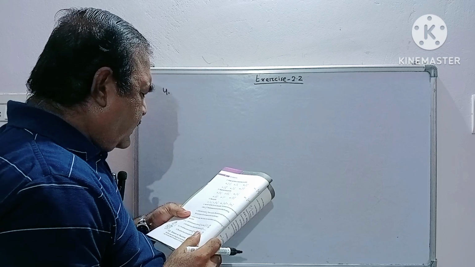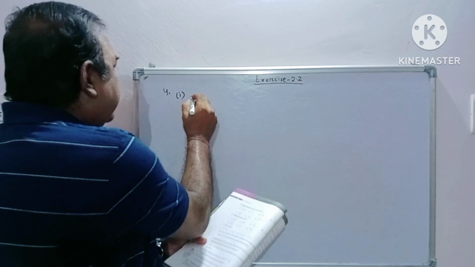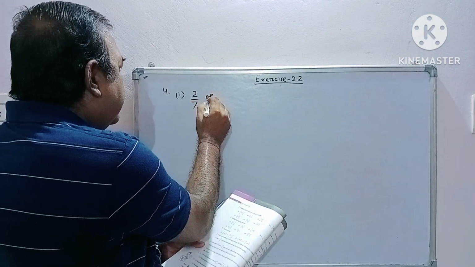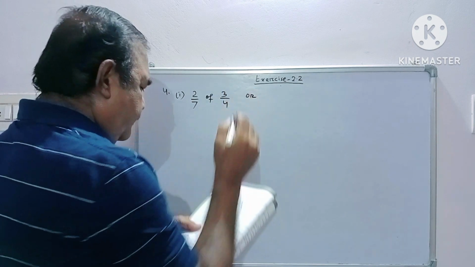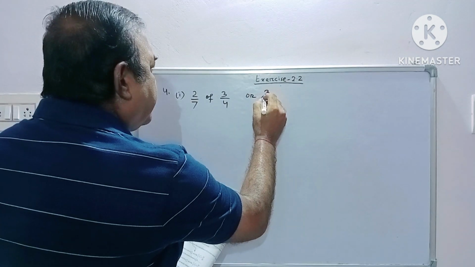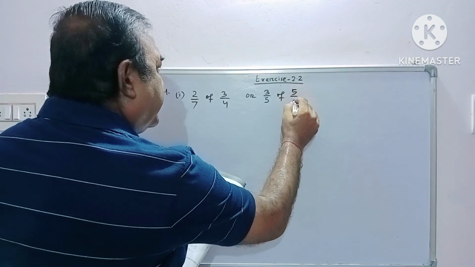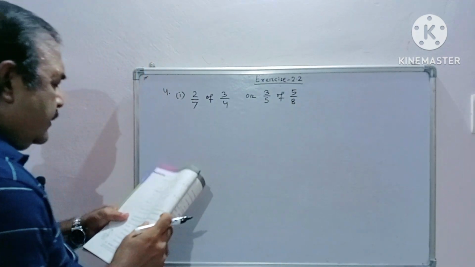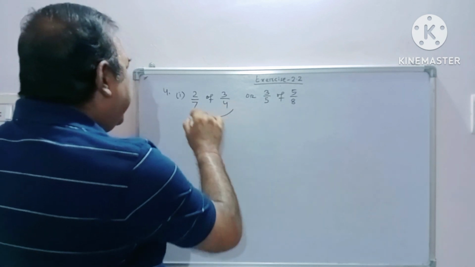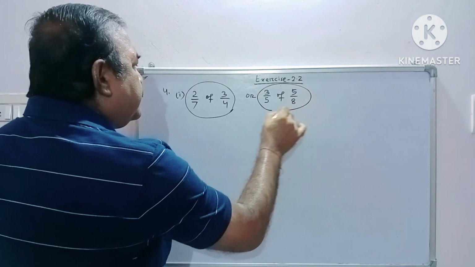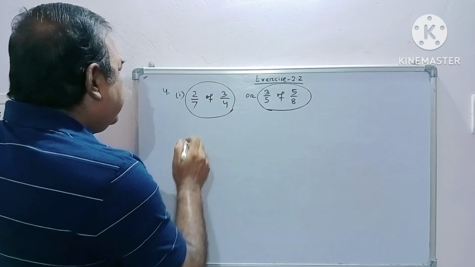Here it has been asked which is greater. First, 2 upon 7 of 3 by 4 or 3 by 5 of 5 upon 8. And you see here, we will have to compare between these two. So you first solve 2 upon 7 of 3 upon 4.